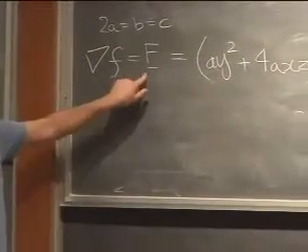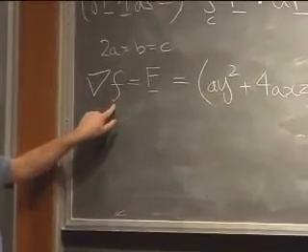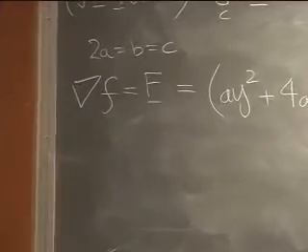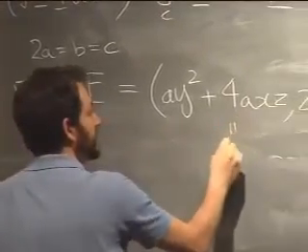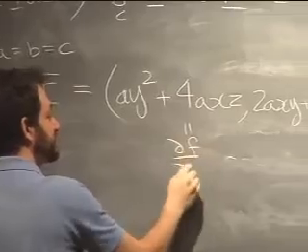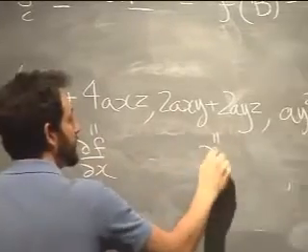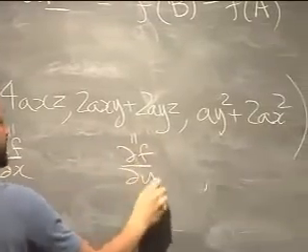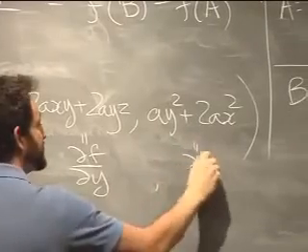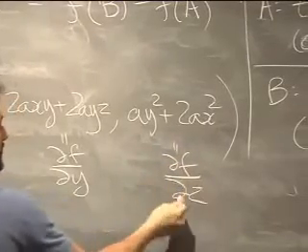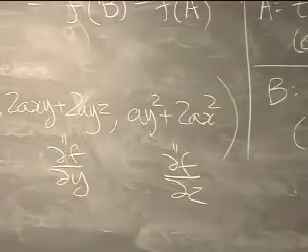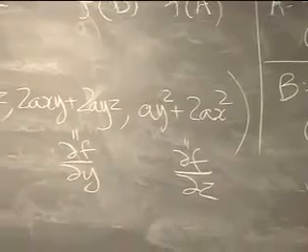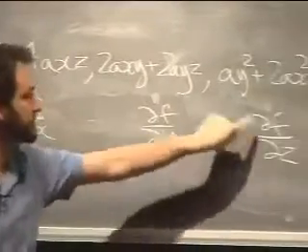We need F to be the gradient of little f. In other words, this has to be equal to df/dx, this has to be equal to df/dy, and this has to be equal to df/dz. So you're looking for a little f that satisfies all of this. df/dx is this, df/dy is this, df/dz is this.